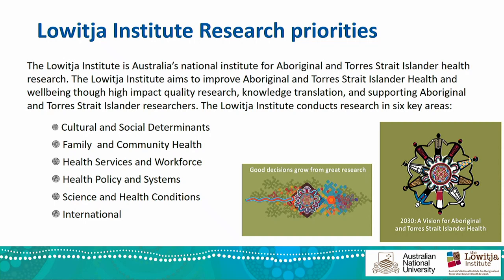The first one is the cultural and social determinants, then family and community health, health services and workforce, health policy and systems, science and health conditions, and some international work. Now you'll see a lot of these policy documents are quite broad, but they are more specific if you go into the documents and look at the kinds of programs that sit under them. Under the cultural and social determinants, this organisation lists Kuwayu, our study, as one of its largest programs of work.